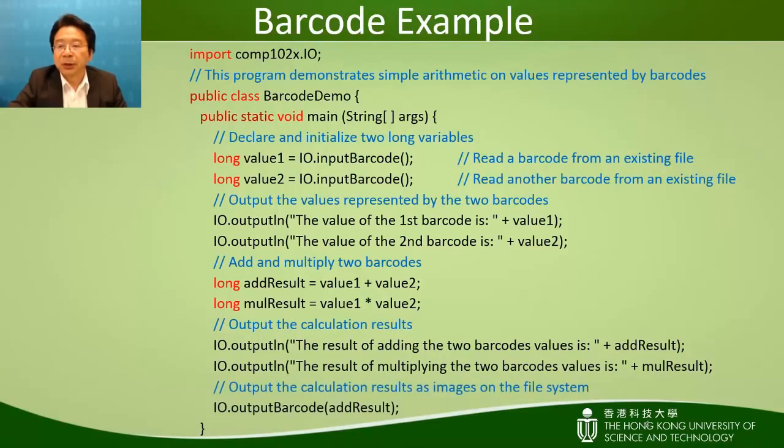Alternatively, the results could also be output as a barcode using the method outputBarcode of the IO class. In this case, a barcode will be created for the value addResult and stored as an output file. What I'll show you next is the actual execution of the program.